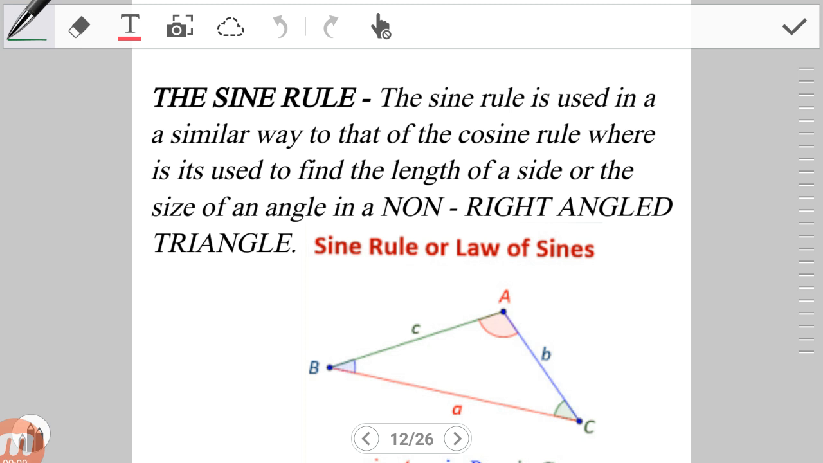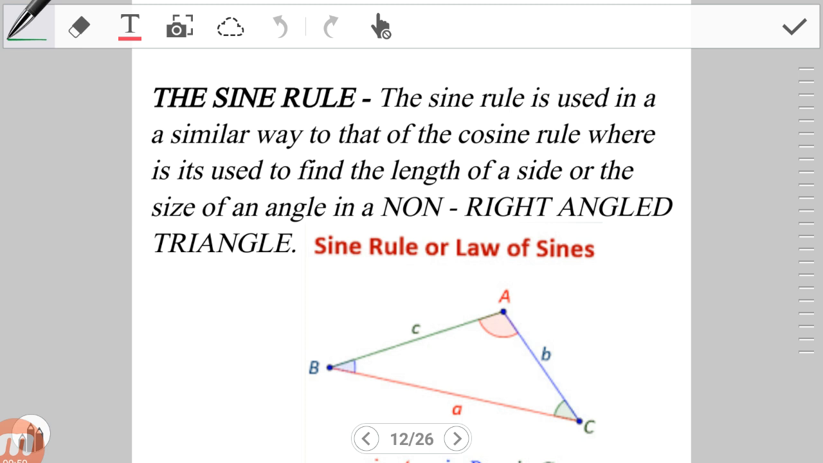My name is Akeen, your math instructor, and in today's video we're going to be looking at the sine rule's application. Now, in a previous tutorial video I did just a few days ago, we looked at the application of the cosine rule. Both the cosine and the sine rule work side by side because they are both used to find the length of a missing side and/or the size of a missing angle in a non-right angled triangle.